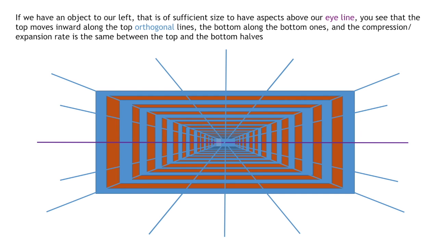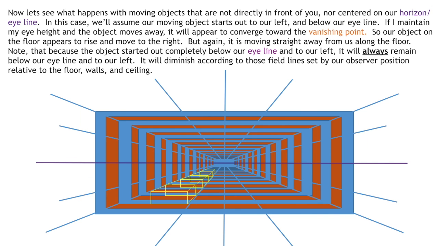The point at which they vanish is going to be that center point. They never cross over to another side or another quadrant of the image. So let's see what happens with moving objects that are not directly in front of you or to your left. Let's say they're now below your eye line and to your left. So both there. In this case, we'll assume our moving object starts out to our left and below.